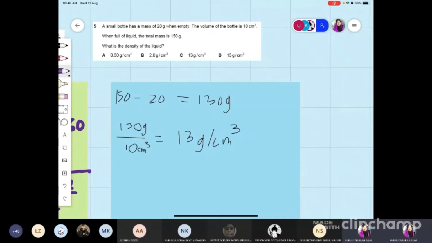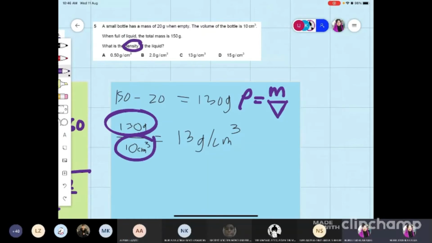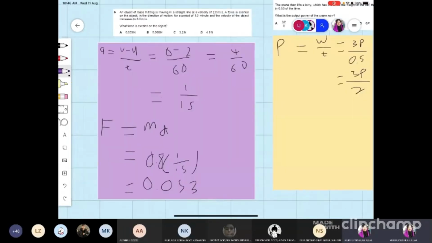You just divide. Okay, what's the formula? You need to know. This is about density. So density, the formula is mass over volume. So this is mass, this is the volume. And then you look at the answers. The units are in, apa sayang? In gram per centimeter cubic.